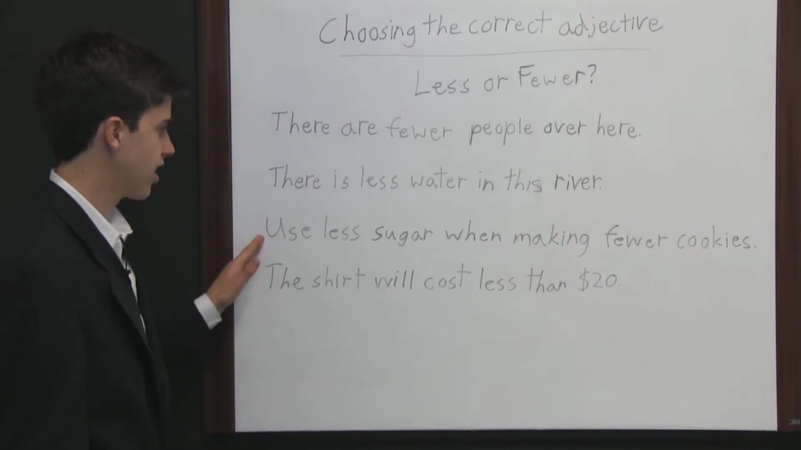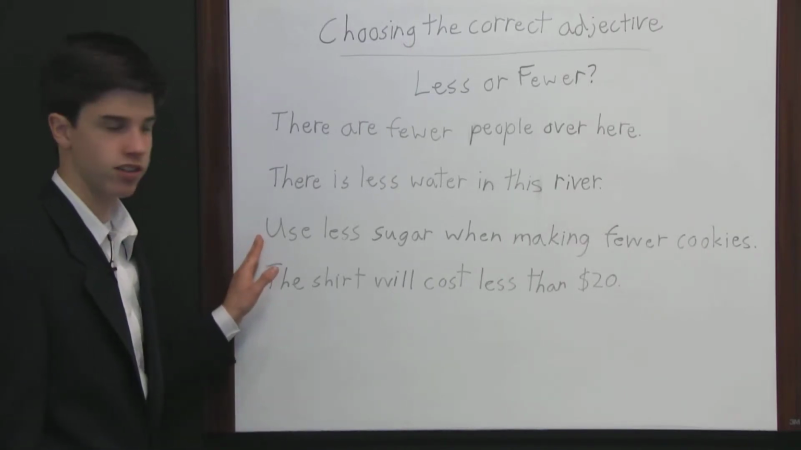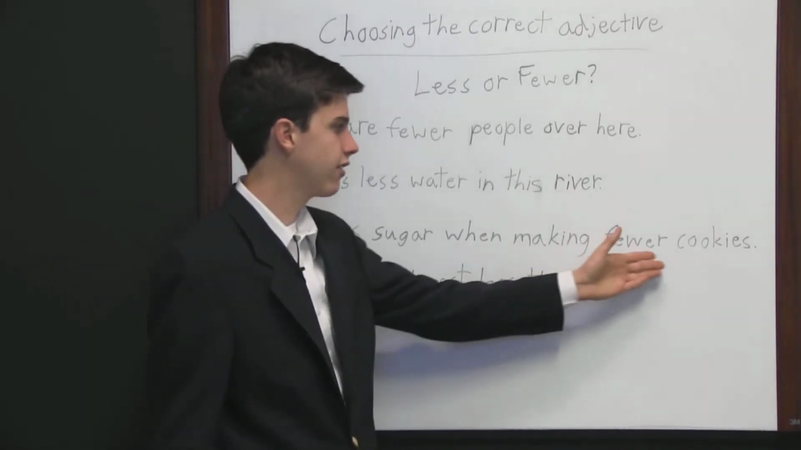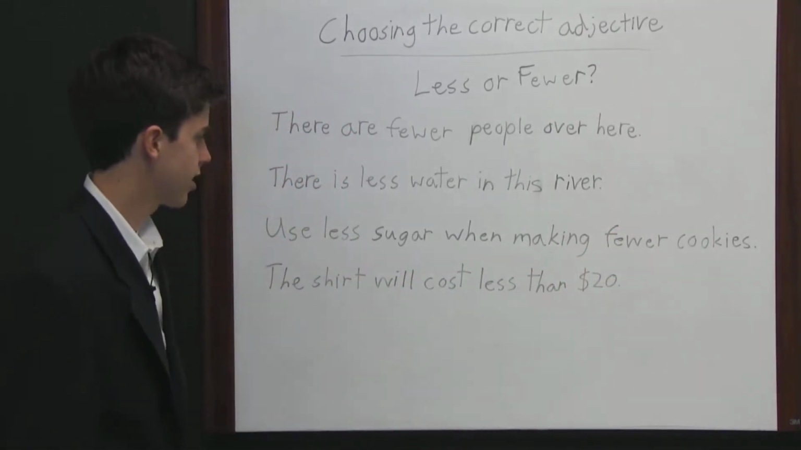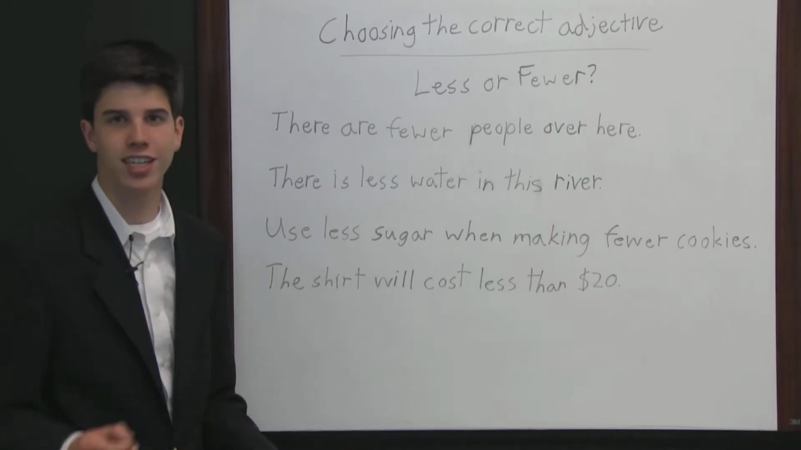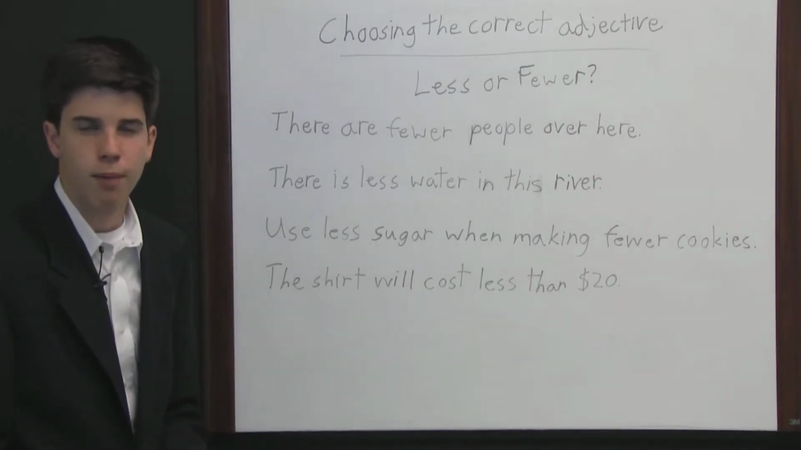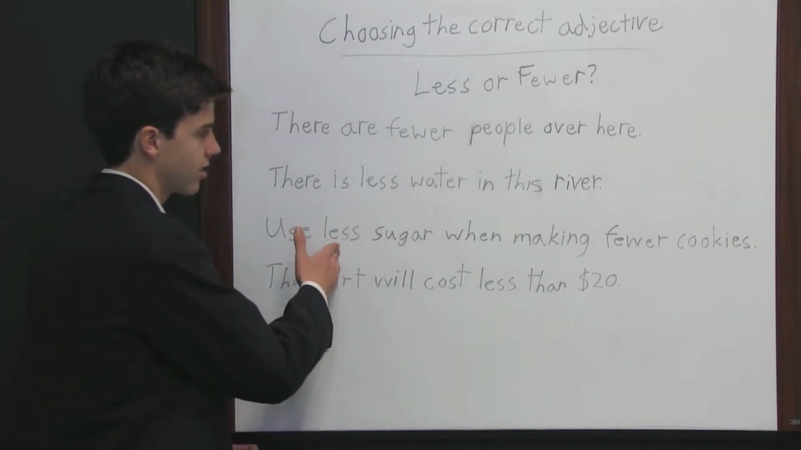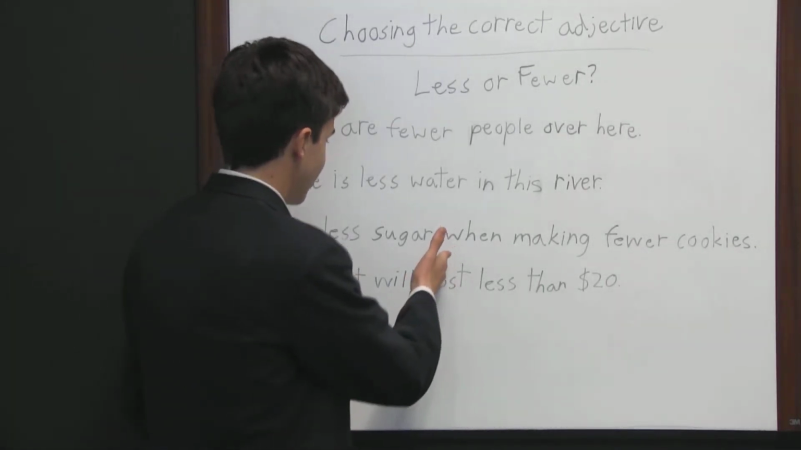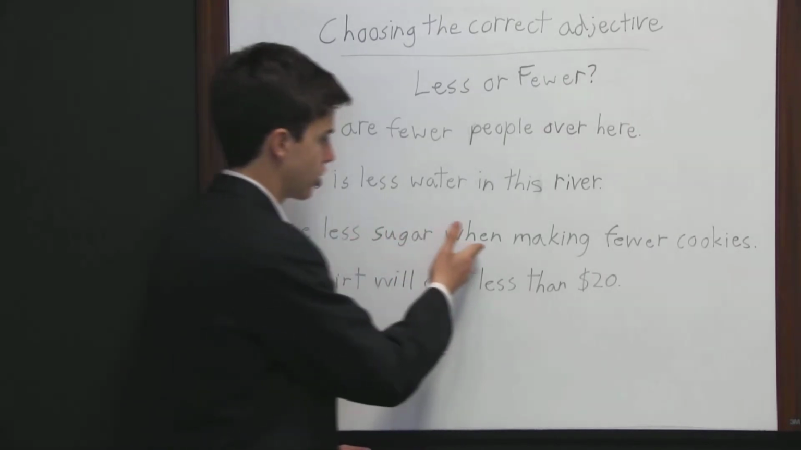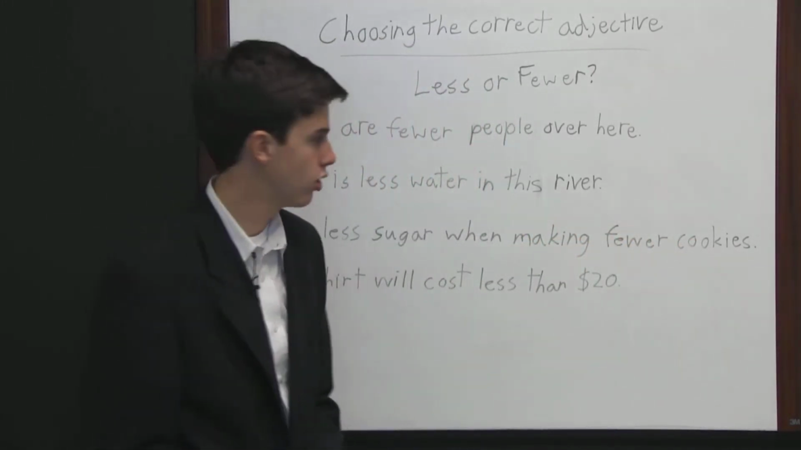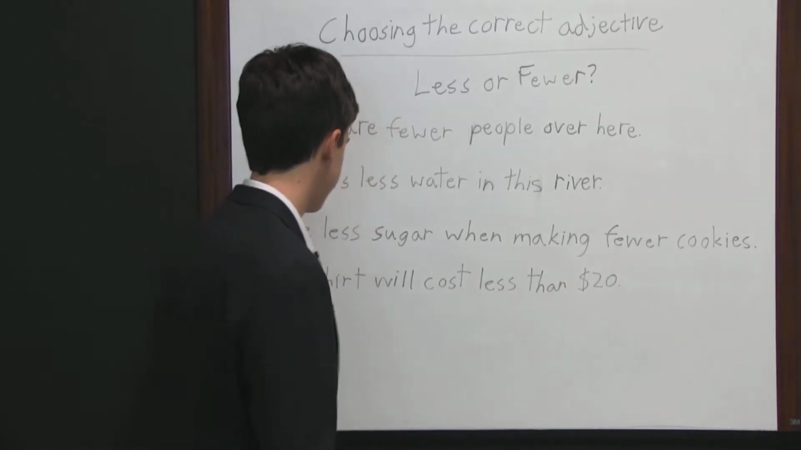Now, this next sentence combines cases in which we can use less and fewer. It says, use less sugar when making fewer cookies. Sugar is not something that's countable. I mean, of course, you could count each individual grain of sugar, but overall, sugar is not countable. So we use the adjective less. And then we continue on to the sentence. It says, use less sugar when making fewer cookies. Cookies is something that's very countable, so we use the adjective fewer.